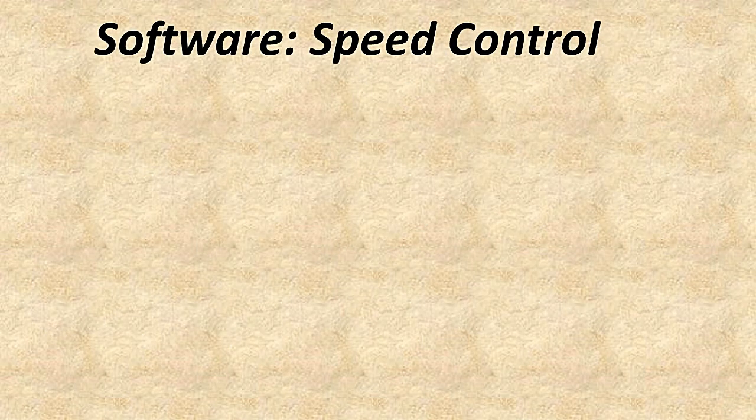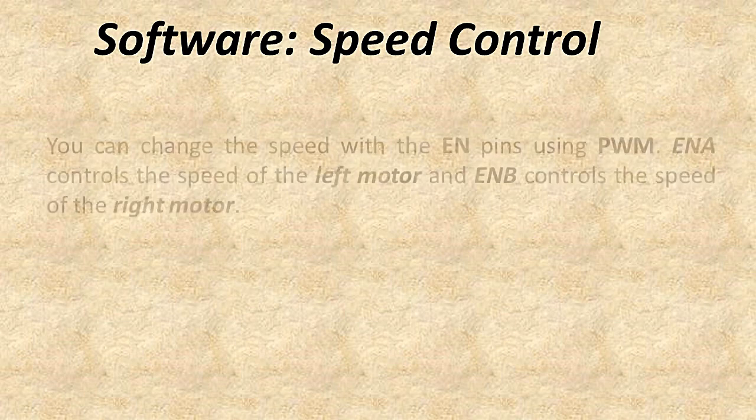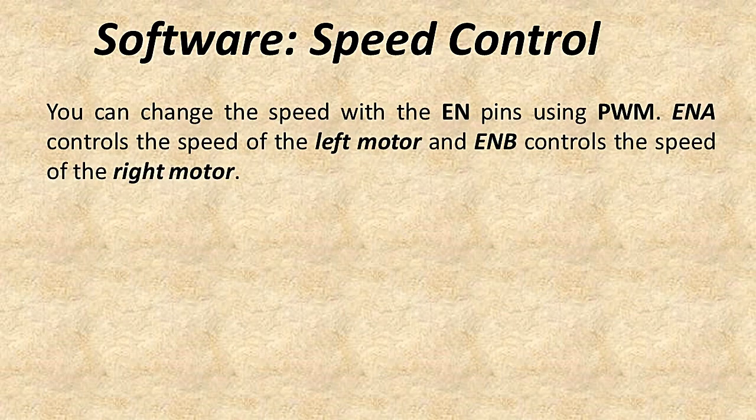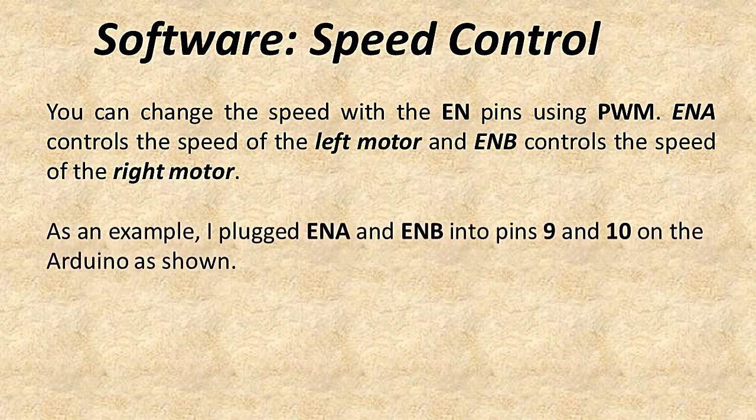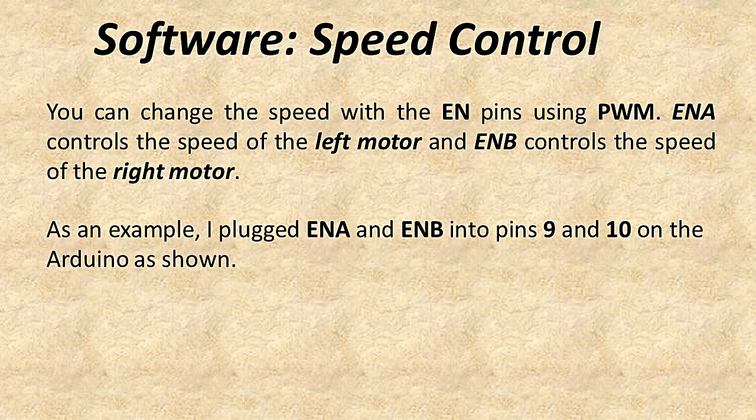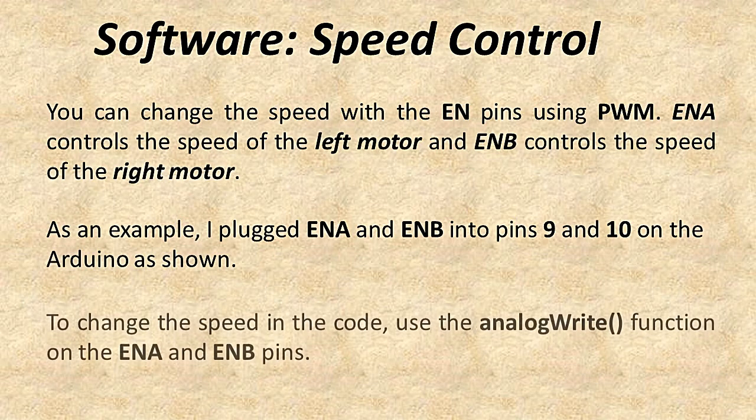Software to control the speed of the motor. You can change the speed with the EN pins using PWM, that is pulse width modulation output. ENA controls the speed of the left motor and ENB controls the speed of the right motor. As an example, I plugged ENA and ENB into pins 9 and 10 on the Arduino as shown.